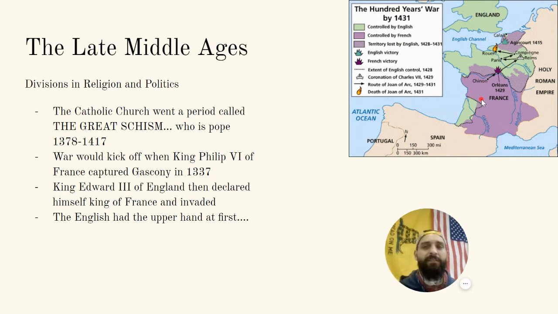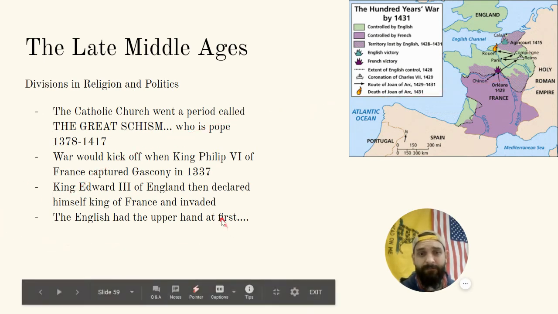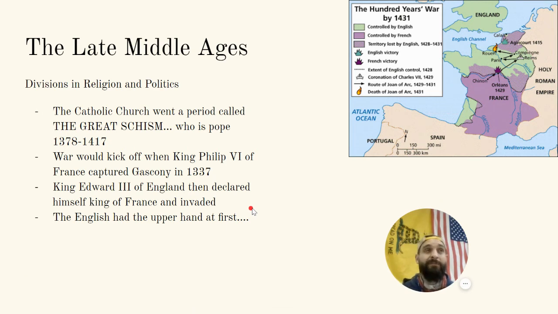But in response to King Philip taking Gascony, King Edward of England starts invading from the north. A lot of battles start happening. Agincourt is a very famous one. Gascony, all those. Anyways, the English will be winning this war for a good while. But eventually, the French would overcome and beat the English in the later part of this war.